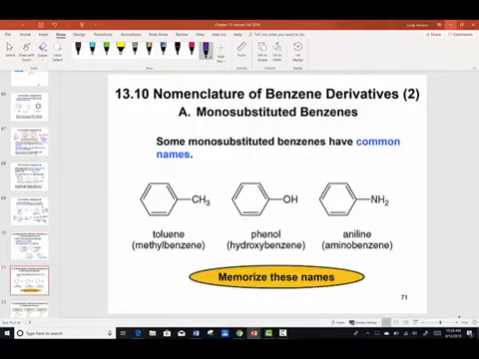We have some common names for some monosubstituted benzenes that we need to memorize because they become root words when we name. For instance, if I see a methyl group off of the benzene ring, it is not okay to name that as methylbenzene according to IUPAC. Instead, this becomes the root word. We have to call this toluene. If I see a hydroxyl group coming off the benzene, we need to call that phenol, and we're going to practice that alcohol ending. The alcohols will end with OL, phenol.